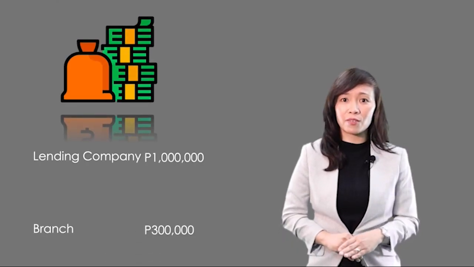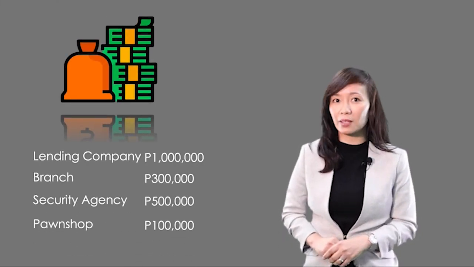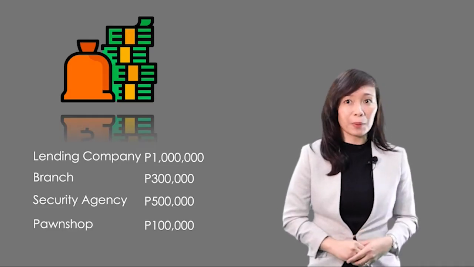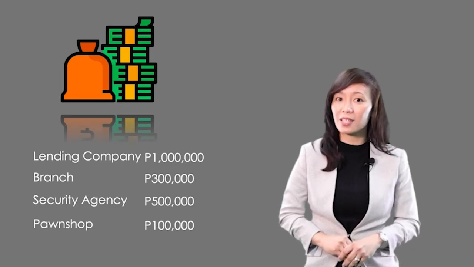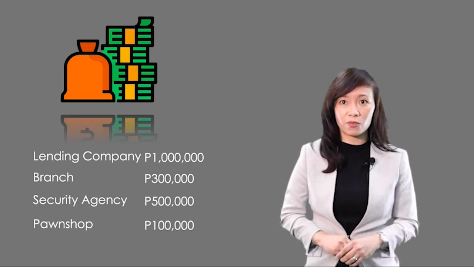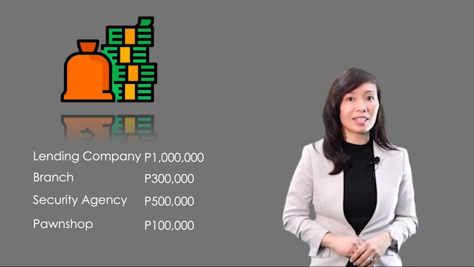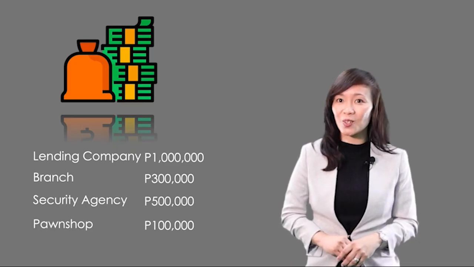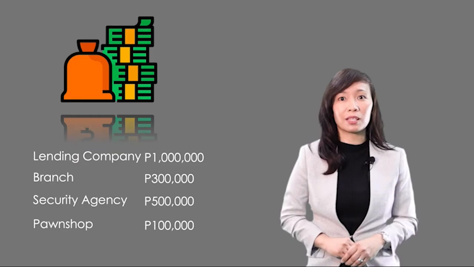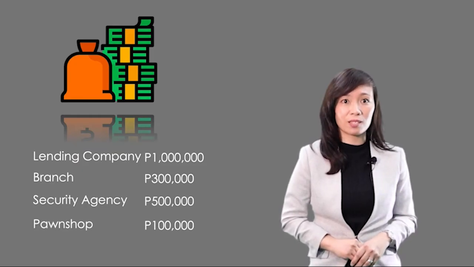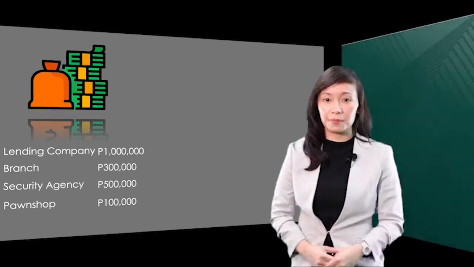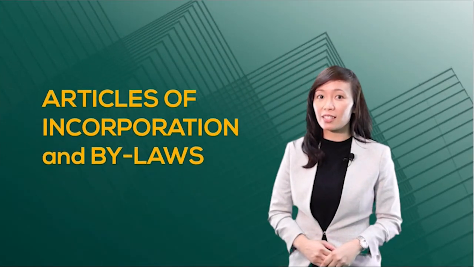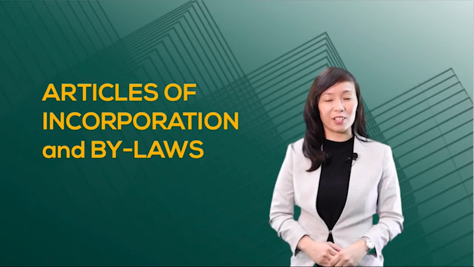Note, however, that there are certain types of businesses that require minimum amounts of capital. For example, the capital for a main office of a lending company must be at least 1 million pesos and 300,000 pesos for its branch located in first-class cities. For a security agency, the required capital is at least 500,000 pesos. For pawn shops, it is at least 100,000 pesos. Next, you draft your articles of incorporation and bylaws.